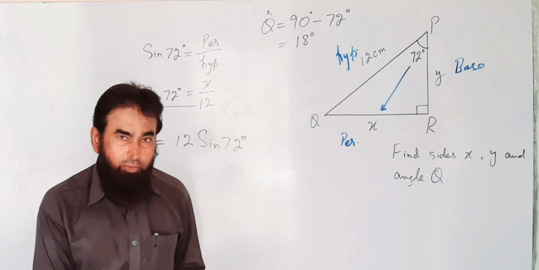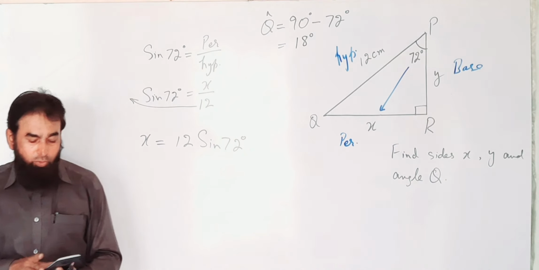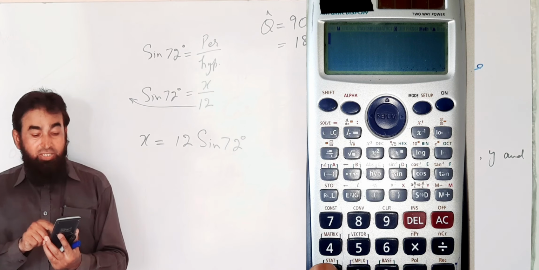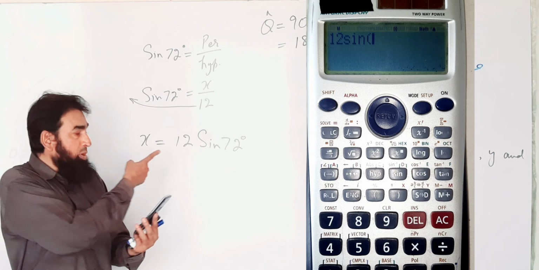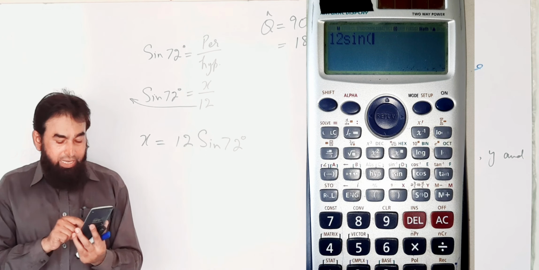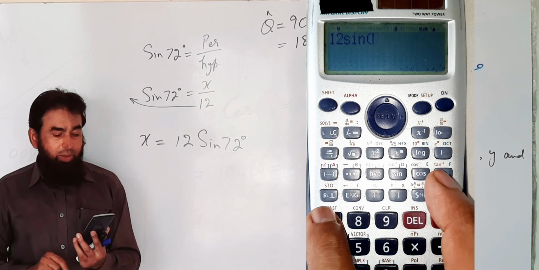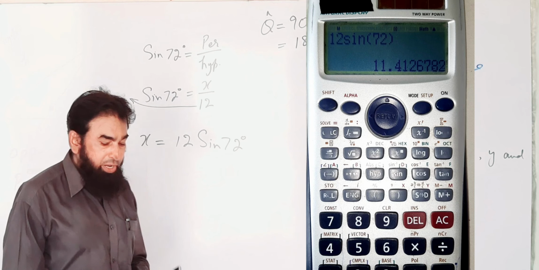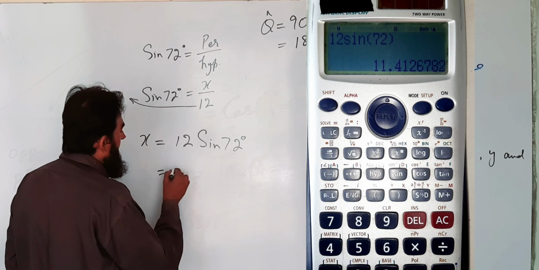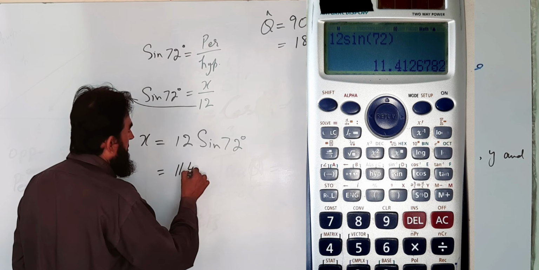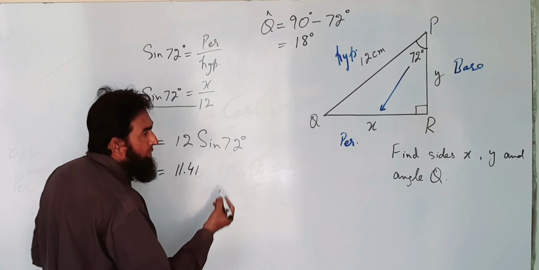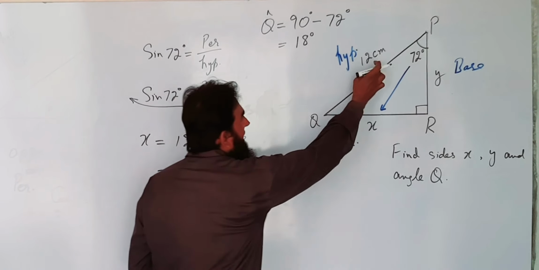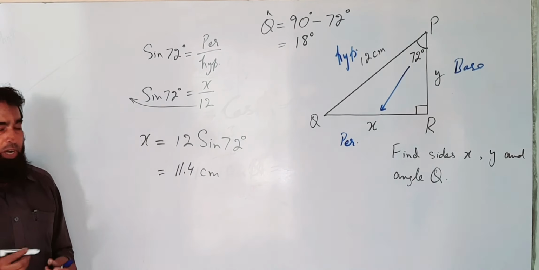Now with the help of the calculator, we can find out the value of this. First of all, I am going to press 12 and then press sine, directly sine, not inverse. Here I am not going to take the inverse. Sine of 72 degree. You may close the bracket and then press the equals sign and you will get 11.41 centimeter, or you can also write 11.4 simply. Now the unit is very important because here you can see that the side is given in centimeter. So here I will have to write cm.